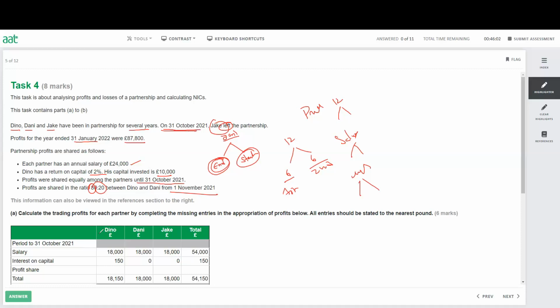All right, so they already give us the template and we can calculate all of this. You need to remember the profit 87,800, salary 24,000, and 2% interest on capital on 10,000. That's it. So let's move on.